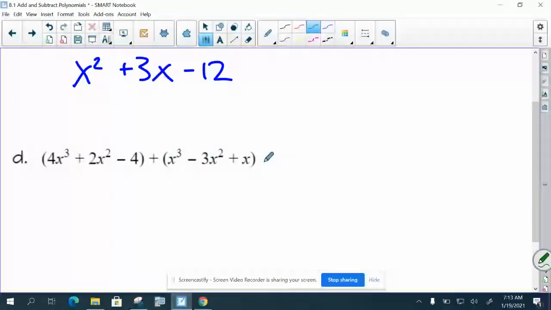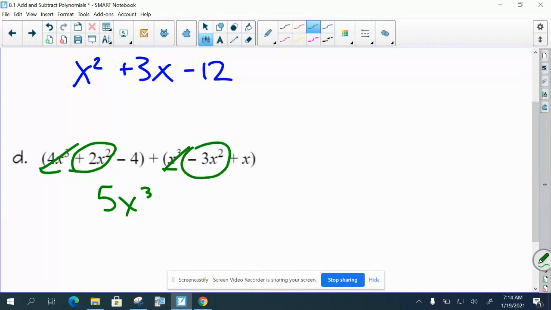All right, looking over my problem, the highest power is 3, so I'm going to combine the x to the thirds first. So that'd be 5x to the third. And then I'm going to combine the x squares next. So 2 minus 3 is negative 1, so minus 1x squared. You could also just do minus x squared. And then careful, don't do minus 4 plus x, do x and then minus 4 because the constant always goes at the end. So plus x minus 4.